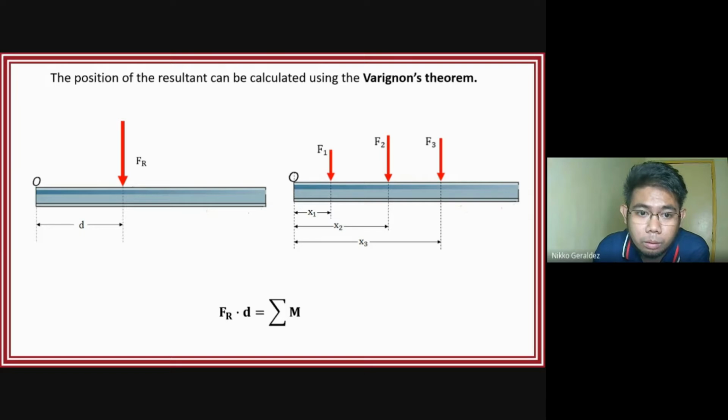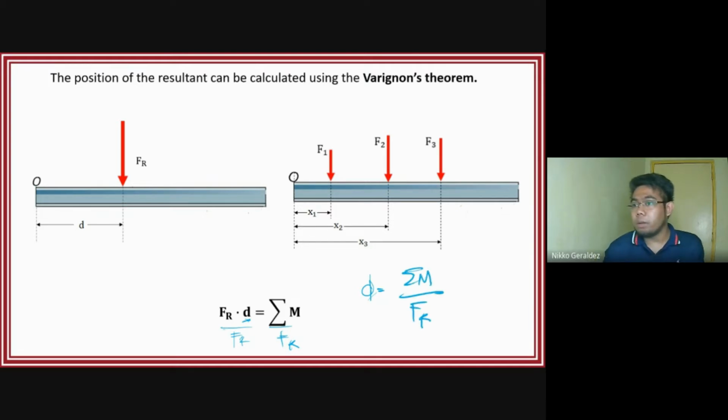So, gagawin mo, meron ka ng summation of moments, so hanapin mo yung distance d. So, divide both sides by resultant force. So, distance or position of the resultant force, so that is equal to summation of moment over resultant force. So, ganun po ang pagkuha. So, pipili ka ng moment center. Ganun po yung pagkuha ng moment center.